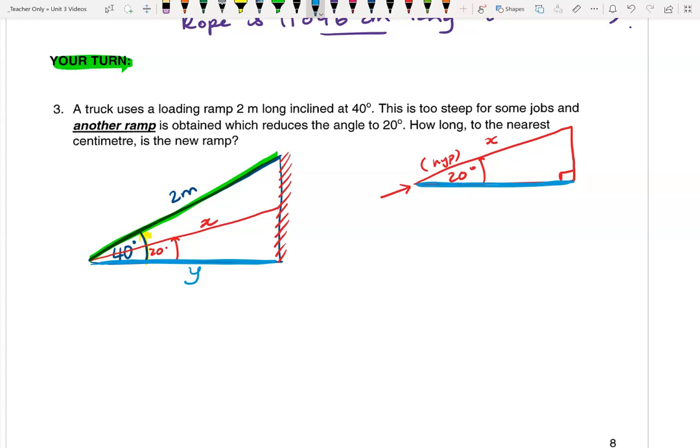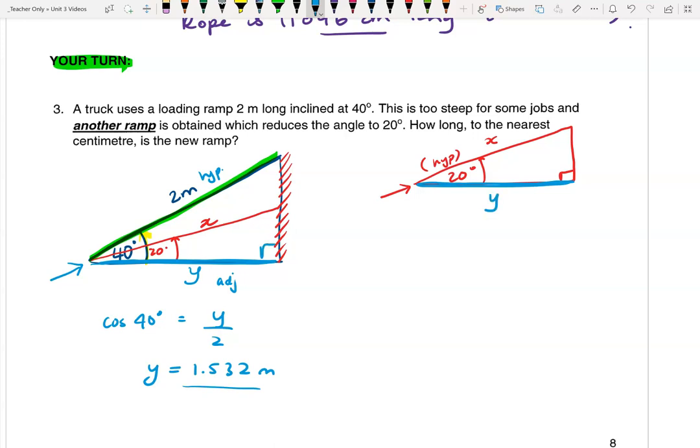So first of all, if I look from the angle in the larger or original ramp, I've got the adjacent and the original ramp as the hypotenuse. So the cos of 40 degrees equals Y over 2. So Y is going to be 2 lots of the cos of 40, which is 1.532 meters. It makes sense that Y is less than 2 meters because the 2 meter ramp is the hypotenuse in our triangle.